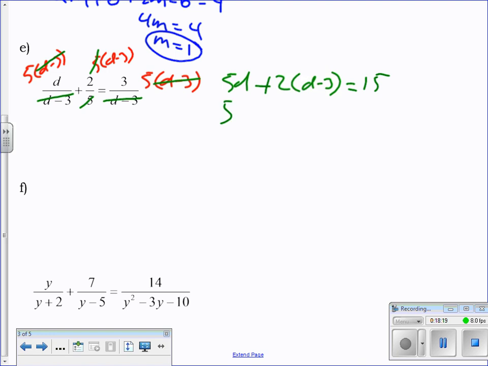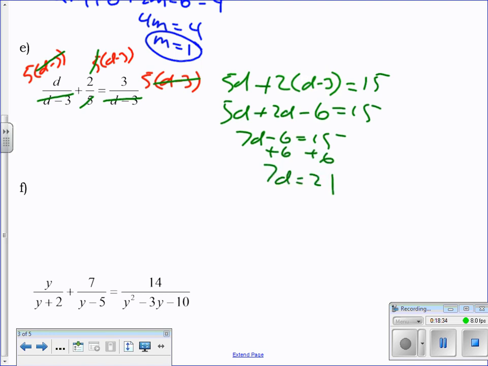Distribute. 5d plus 2d minus 6 equals 15. 7d minus 6 equals 15. Add 6. 7d equals 21. Divide by 7, and d equals 3. Can d equal 3? No. No solution. Always check. Always, always check.